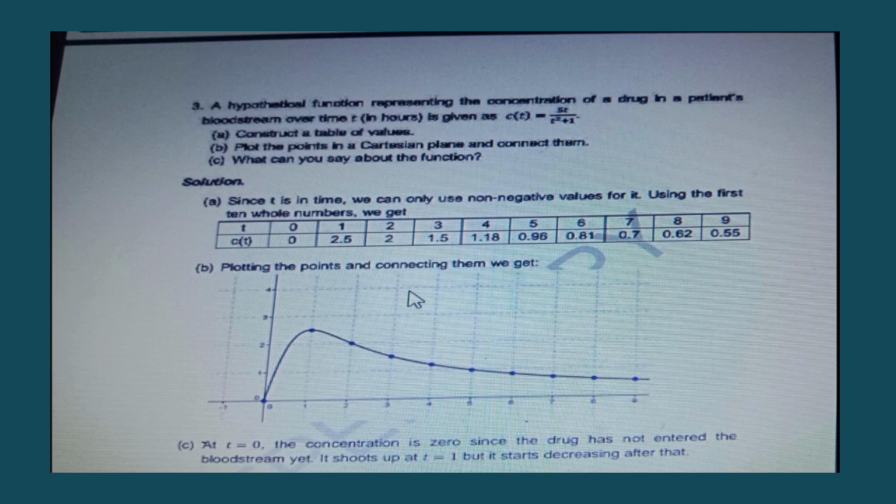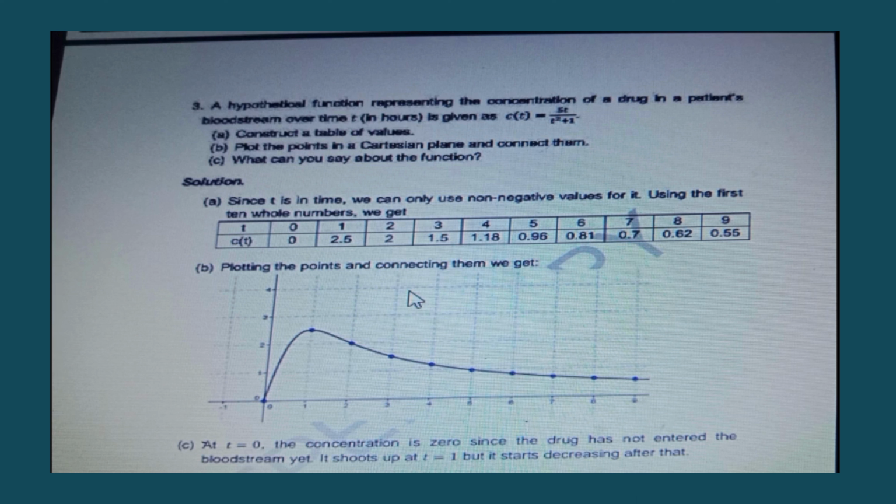A hypothetical function representing the concentration of a drug in the bloodstream over time is given as follows. A. Construct a table of values. B. Plot the points in a Cartesian plane and connect them. C. What can you say about the function?